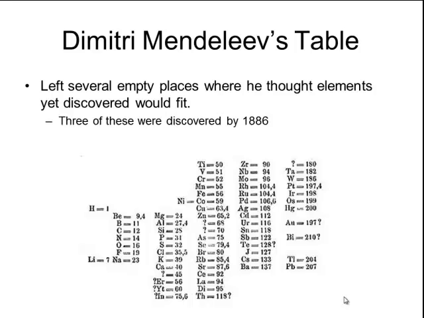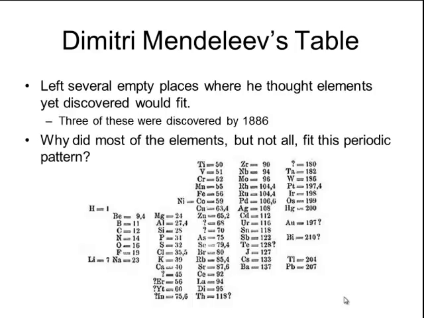As he made his periodic table, he left several blank spaces where he didn't have elements that would quite fit, and he proposed that those elements just hadn't been discovered yet. And what made Mendeleev's table so great was that even though he designed this table in 1869, those places that he had left empty, the elements were actually discovered by 1886. And so the discovery of those elements showed the strong predictive nature of Mendeleev's table.